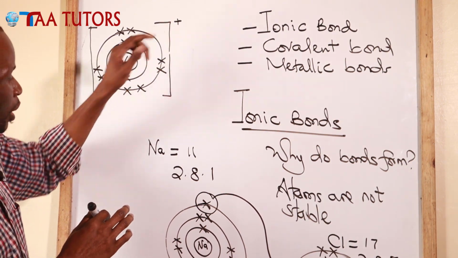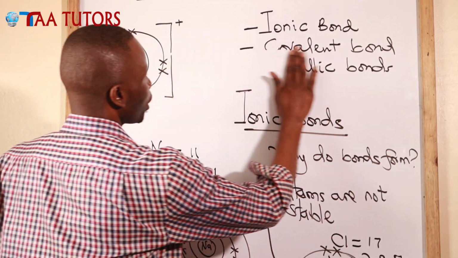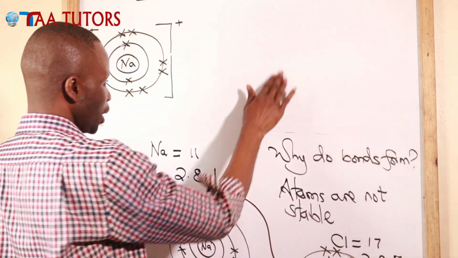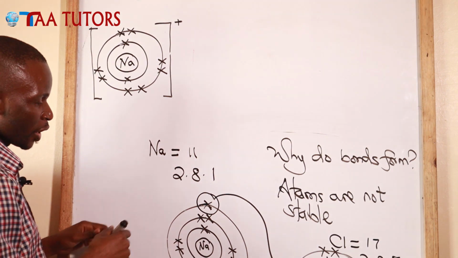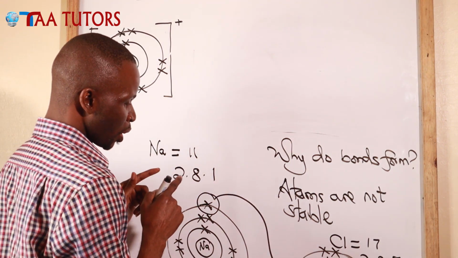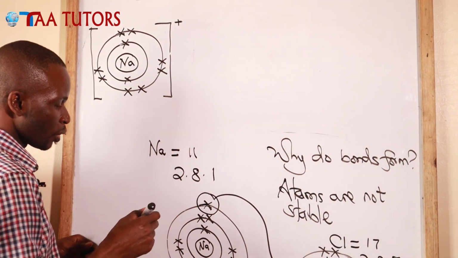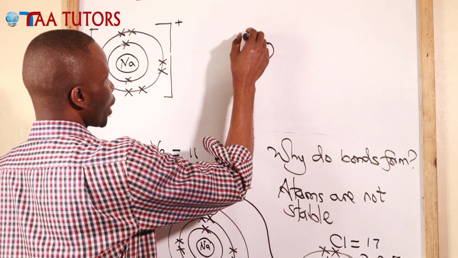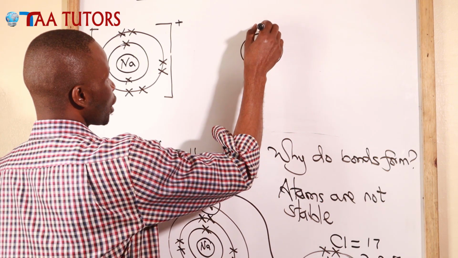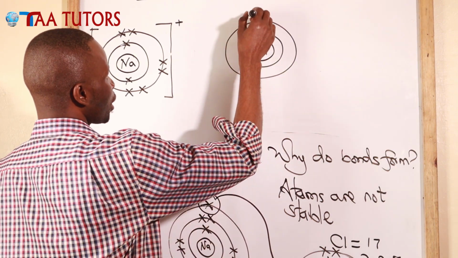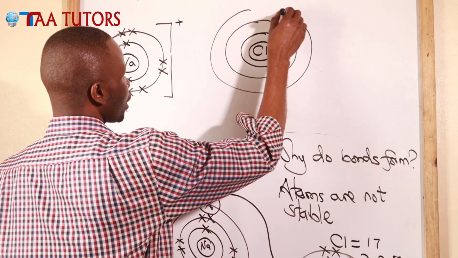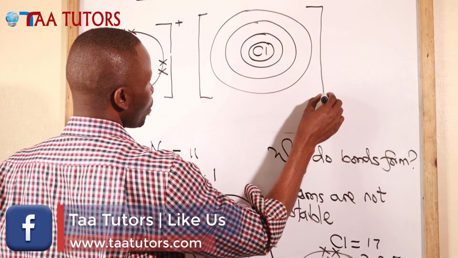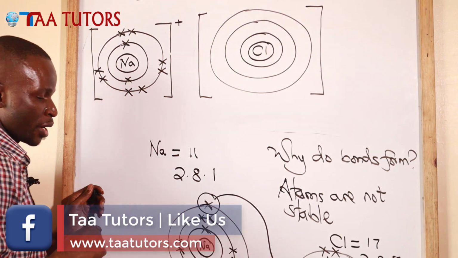That's why we have +1 here. But when we come to chlorine, we said chlorine is gaining 1 electron, and that electron is being gained from sodium. So we are going to have chlorine here, or chloride ion. This is the first energy shell, the second energy shell, the third energy shell. It has also to be bracketed because it is an ion.